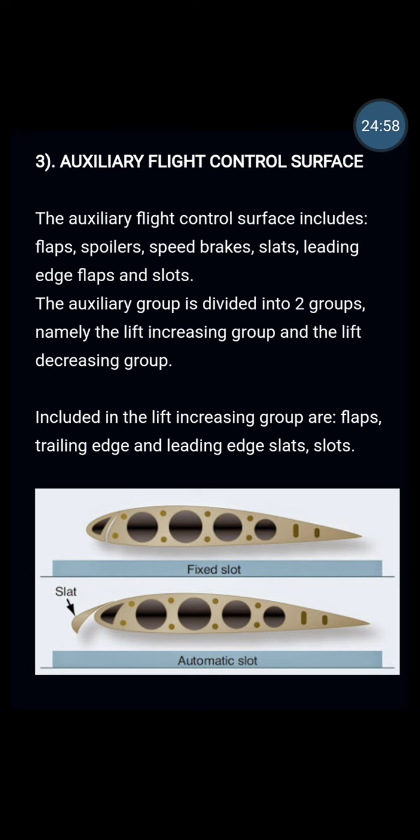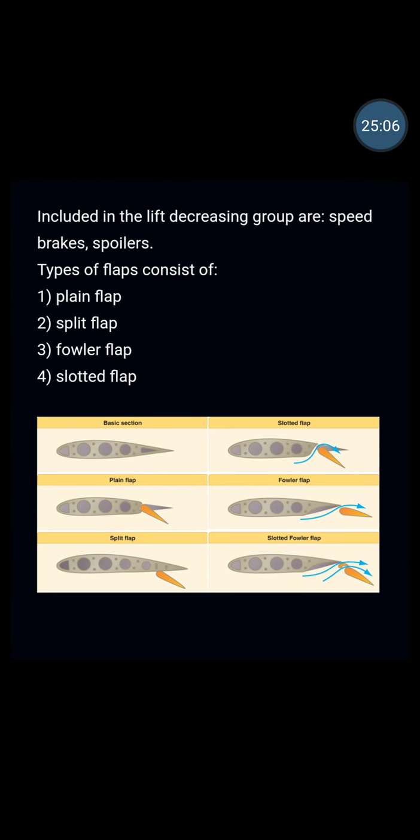And this is the picture. Fixed slot, automatic slot. Included in the lift decreasing group are speed brakes and spoilers.